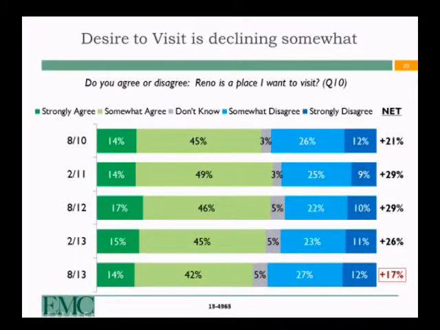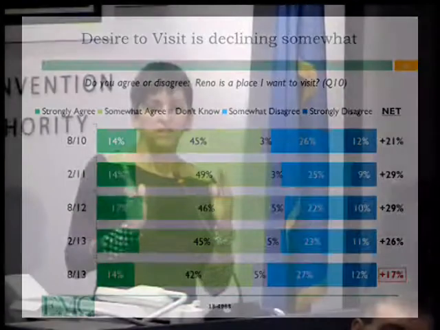And then, Reno is a place I want to visit. 14% strongly agree, 42% somewhat agree. And then 27% somewhat disagree, 12% strongly disagree. The concern here that we have is that the disagree has gone up slightly and the agree has gone down slightly. Again, these are slight changes.